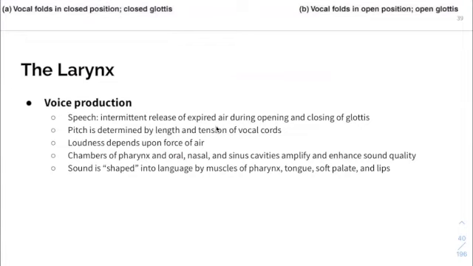The louder your voice, the more air that needs to come through. And there's different things that can amplify or enhance the sound that's coming out. We have our oral, nasal, and sinus cavities. Those all kind of can enhance the sound, make it louder. They can amplify you and make you louder.